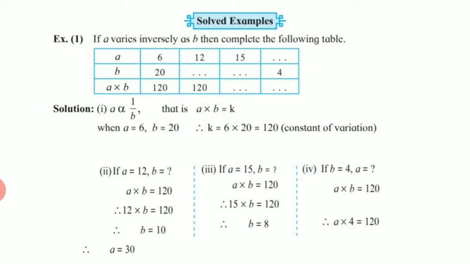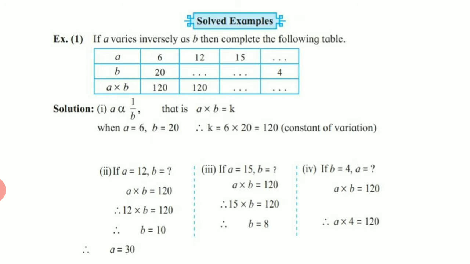There are some blank spaces: A, B and A into B. In the first example, we are given A is equal to 6, B is equal to 20. Then A alpha 1 upon B, that is A into B is equal to K, where A is equal to 6, B is equal to 20, and K is equal to 6 into 20, that is 120. K is the constant of variation and it is equal to 120.